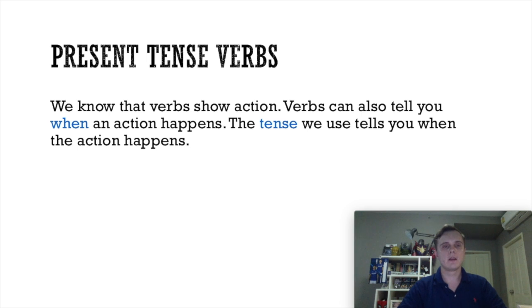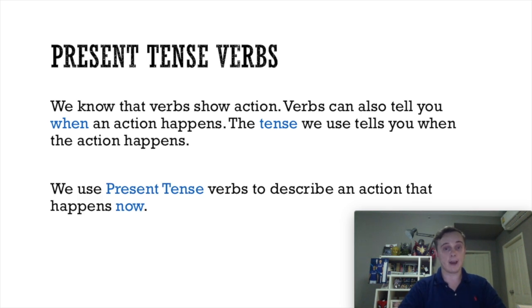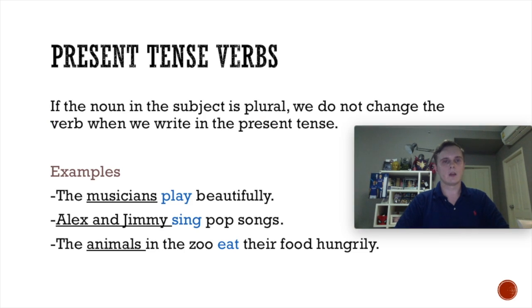Okay. We know that verbs show action, but as well, verbs tell you when that action happens. And we know when an action happens because of the tense that we write in. The tense that we write in shows when the action happens. And today we're going to be talking about the present tense. Present tense verbs describe an action that happens now. So something that constantly happens in the present time.